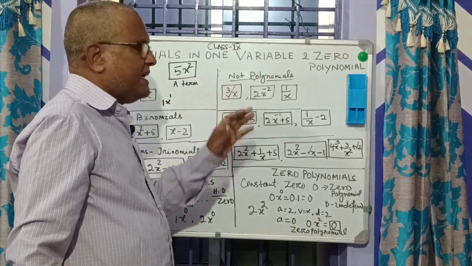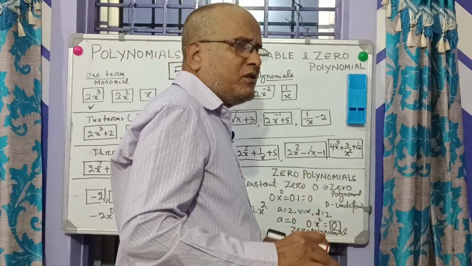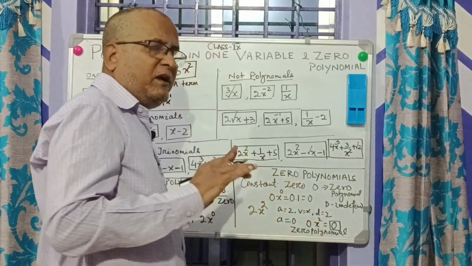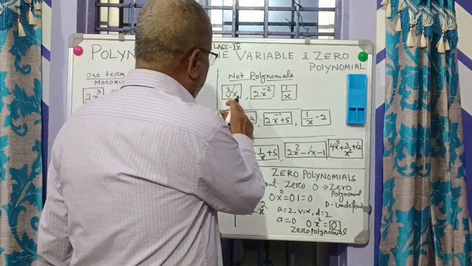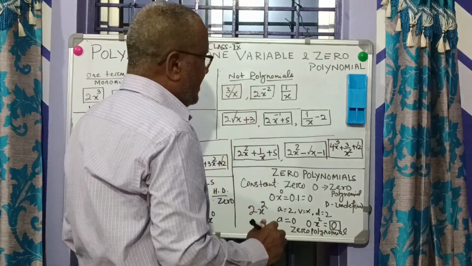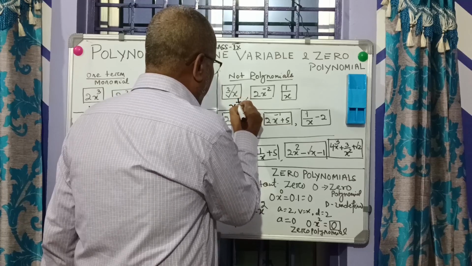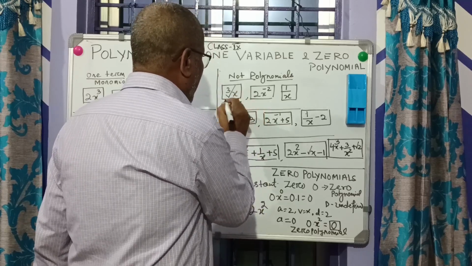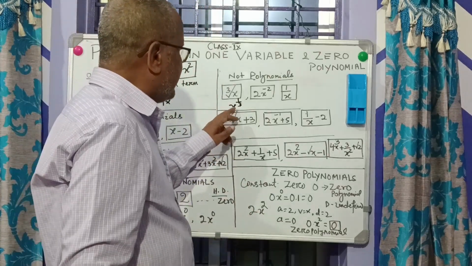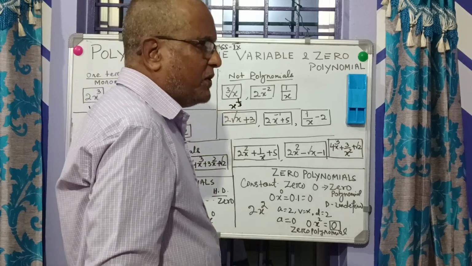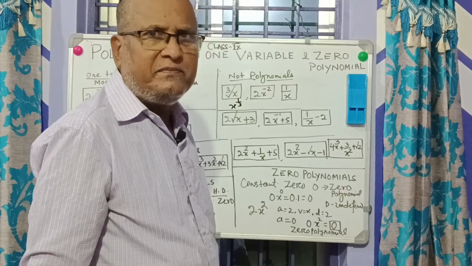But look at the right side. These terms, do they satisfy the three conditions of a polynomial or not? Now you look at cube root x. We can write x power 1 by 3. So here the variable is x, the coefficient is 1, but the degree is a rational number.